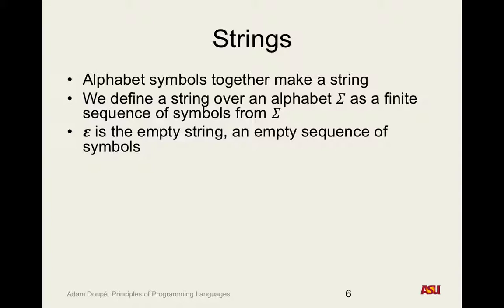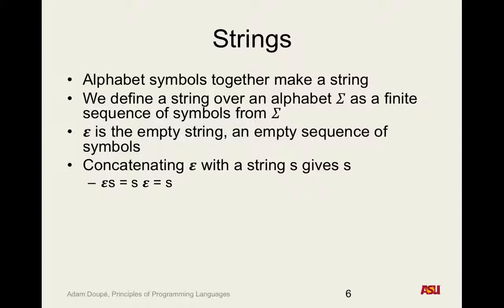Epsilon is going to represent the empty string, which means a sequence of characters with length 0. If you think about that in a programming language context, it may mess you up, but epsilon represents this empty string. So what if you concatenate a string S with epsilon? Then you get S, exactly.